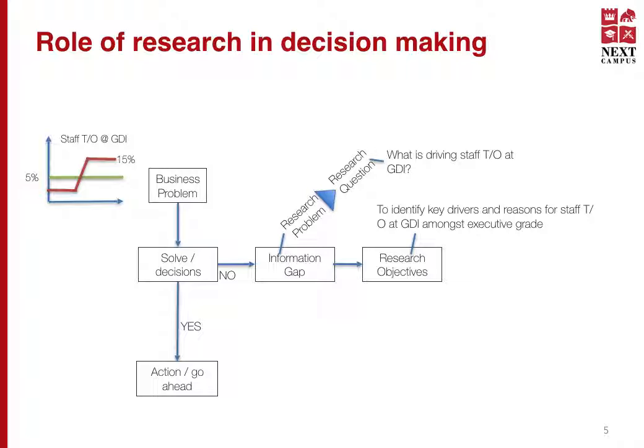See this. The research question ended with a question mark, but the research objectives always start with the word "to": to identify key drivers and reasons for staff turnover at GDI amongst executive staff. Now see, it is not about everyone in the company. Now we are very specific where we have this problem and we want to identify the key drivers and the reasons for staff turnover at GDI company amongst executive grade. Now see, we have a clear research question and we have a research objective.